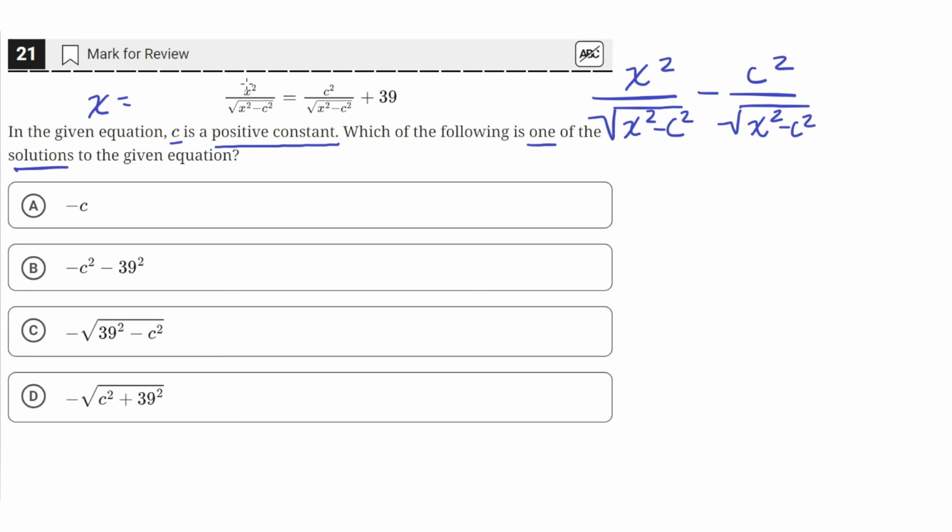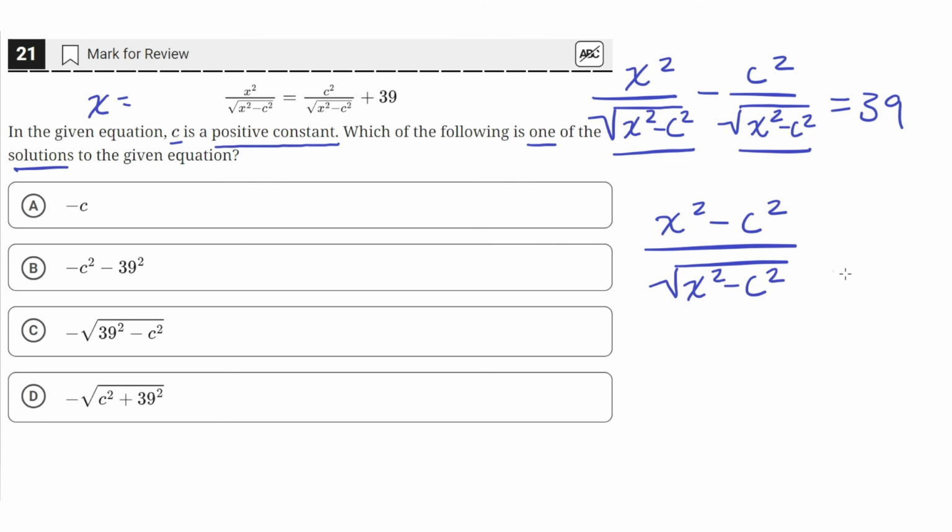So we just move this to the other side by subtracting it from both sides. So when we subtract this from the left, we'll just have this but negative. And on the right, this term minus itself will just cancel out. So we'll only have a 39 left on the right side. Now, since these two have the same denominator, we can add these fractions together. And the second fraction is negative, so we'll just subtract c squared from x squared. So we'll be left with x squared minus c squared all over the square root of x squared minus c squared. And this will all still equal 39.